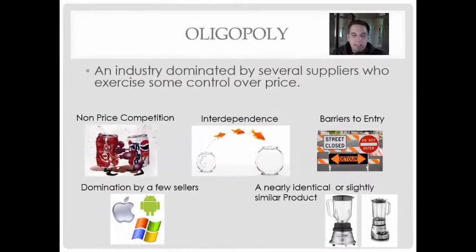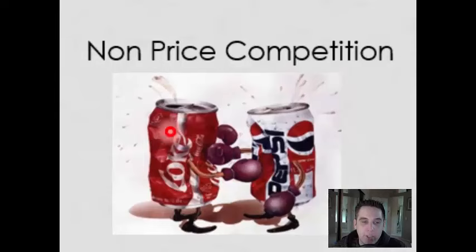Oligopoly. This is an industry dominated by several suppliers who exercise some control over price. Now, monopolies are illegal. Oligopolies are not. They're very similar, and you'll notice some similarities, but also some differences. One is oligopolies compete without using price. So Coke and Pepsi have a sort of oligopoly over soda.